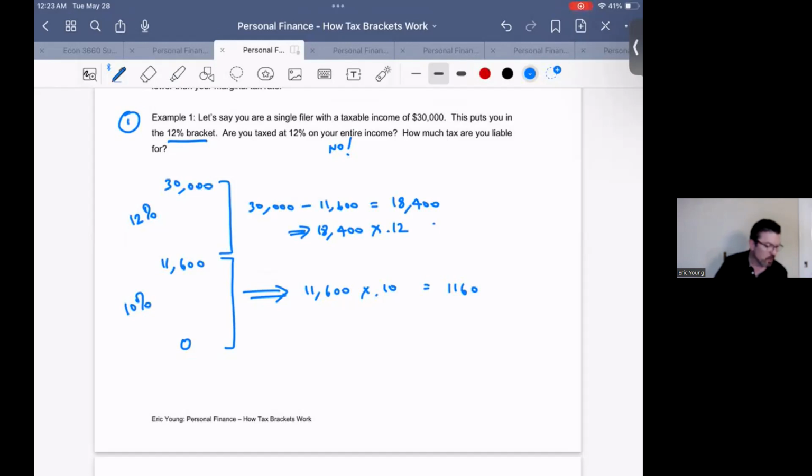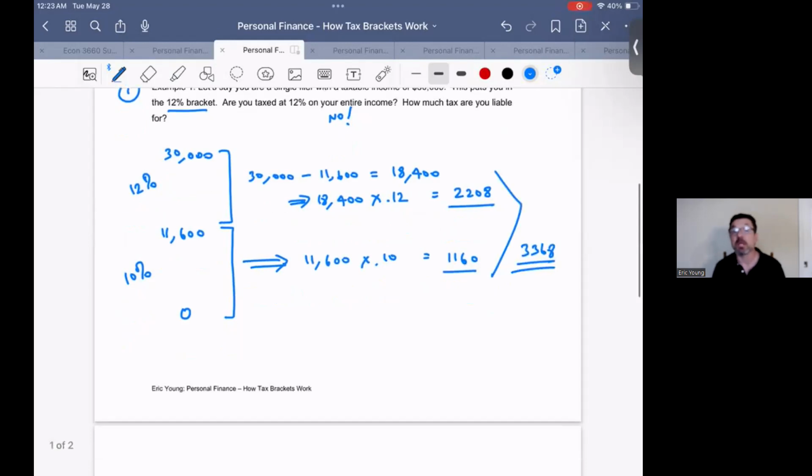18,400 times 0.12 is 2,208. And therefore, you have $1,160 in this bucket, 2,208 of tax in this bucket or bracket, and therefore together your total tax is 3,368. That's how much tax you're liable for.